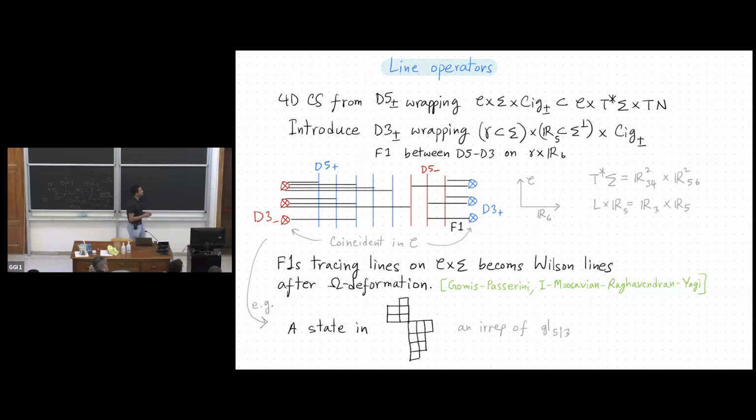So this picture really applies to the finite dimensional case because they intersect along C times sigma. So for example, this picture represents a state in the representation of GL5/3 determined by this Young diagram. So there are some combinatorics going on, but not super important.